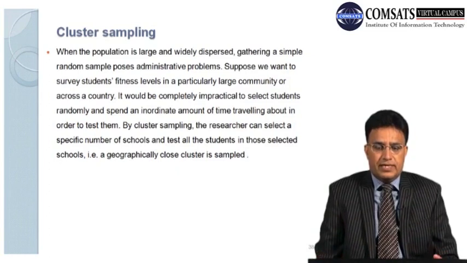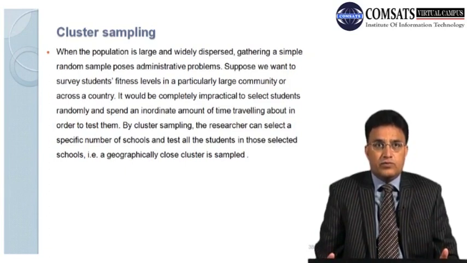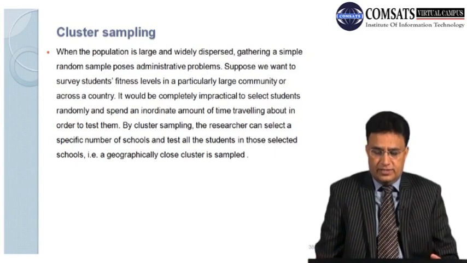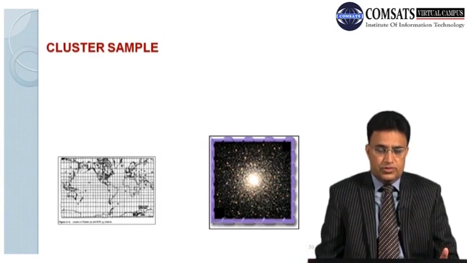By clustering sampling, the researcher can select a specific number of schools and test all students in those selected schools. That is, a geographically close cluster is sampled. In an example, now diagrammatically, you can look at the one cluster sample geographically, and one cluster you take, and that would be representative.